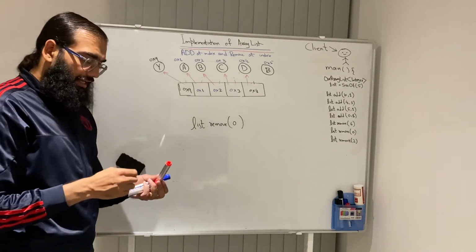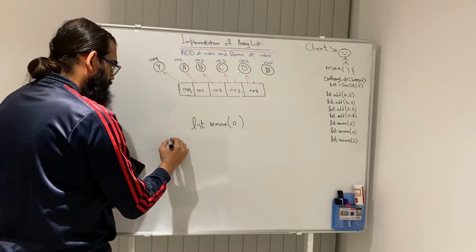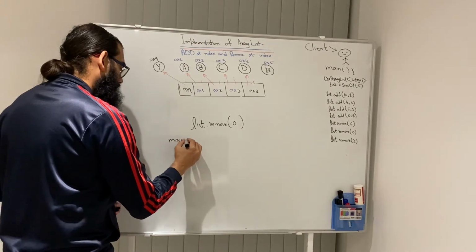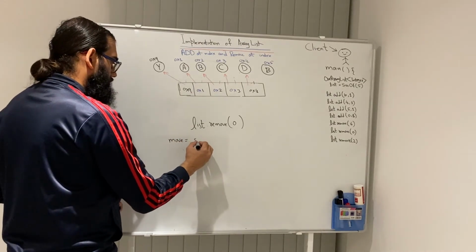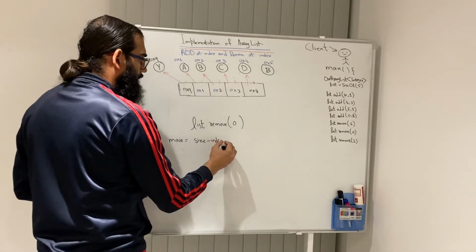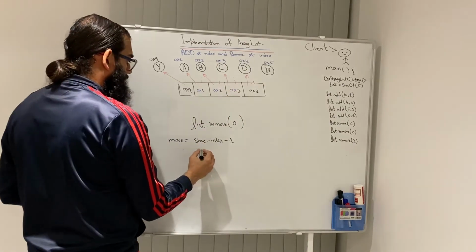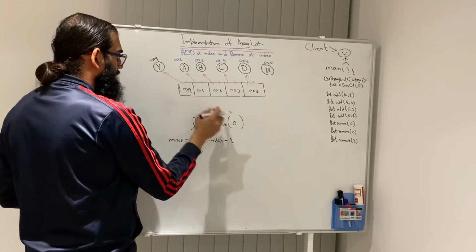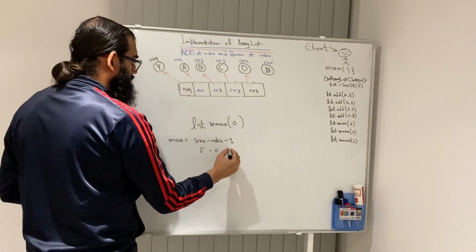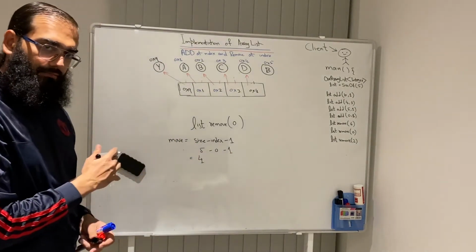You remember we are doing some calculation which is called, I think, shift or move. And the algorithm is size minus index minus 1. I hope I'm right. We will see. Okay, so here in this case, size is 5, index is 0, so basically we are saying we need to move 4 elements.